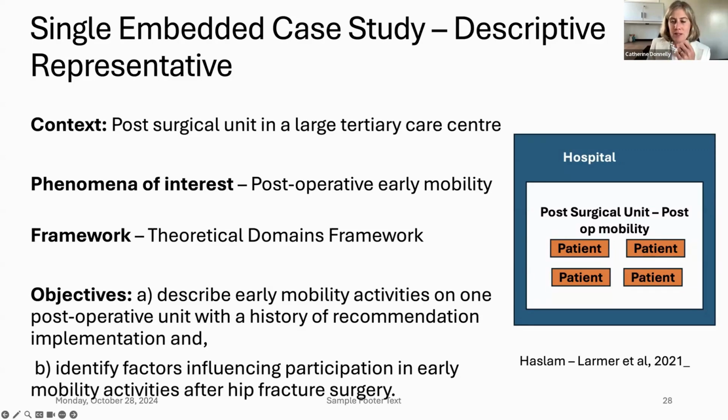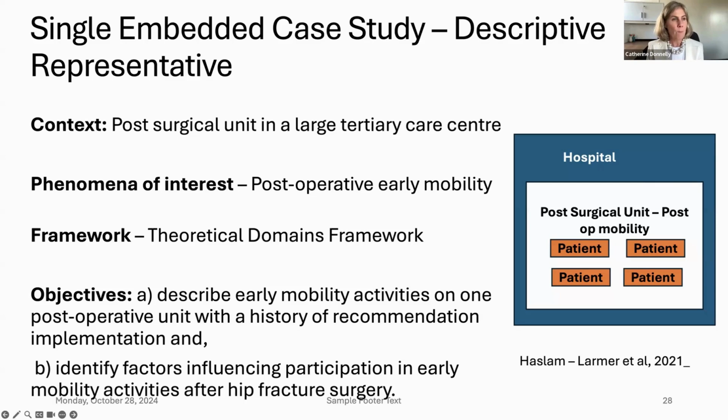This was Lynn Haslam-Larmer. She was a PhD student in our aging and health program, and Vince was her primary supervisor, and I was on her committee. So this took a lot of work to distill down to this design.